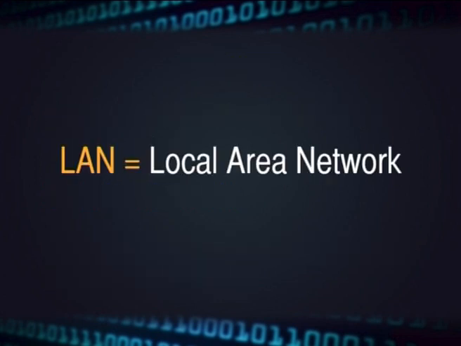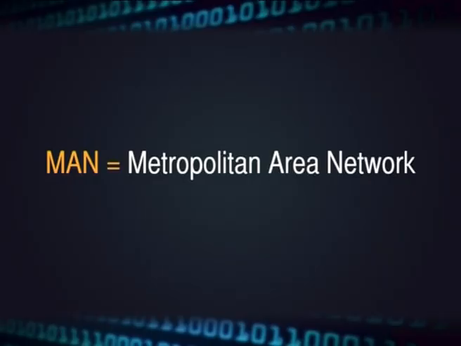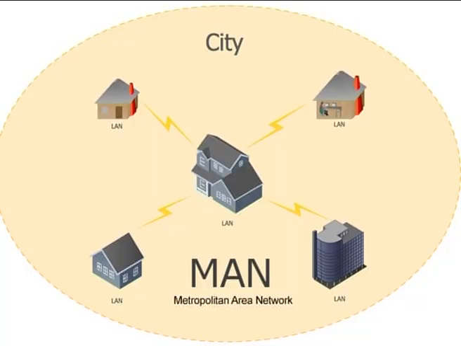LAN. A local area network, popularly called LAN, is a computer network that spans a relatively small area. Most LANs are confined to a single building or a group of buildings. MAN. A metropolitan area network is a computer network larger than the local area network. It usually spans several buildings in the same city or town.